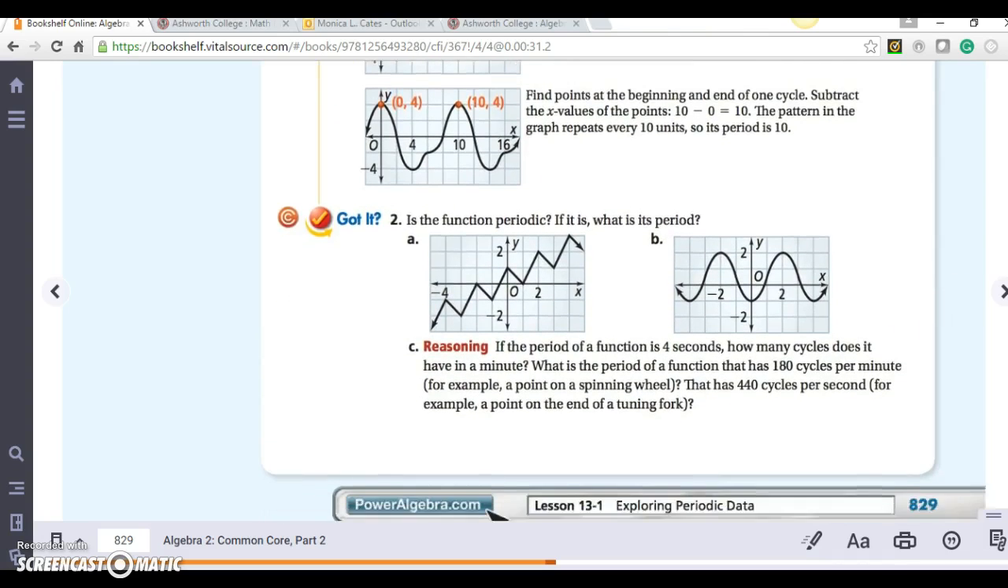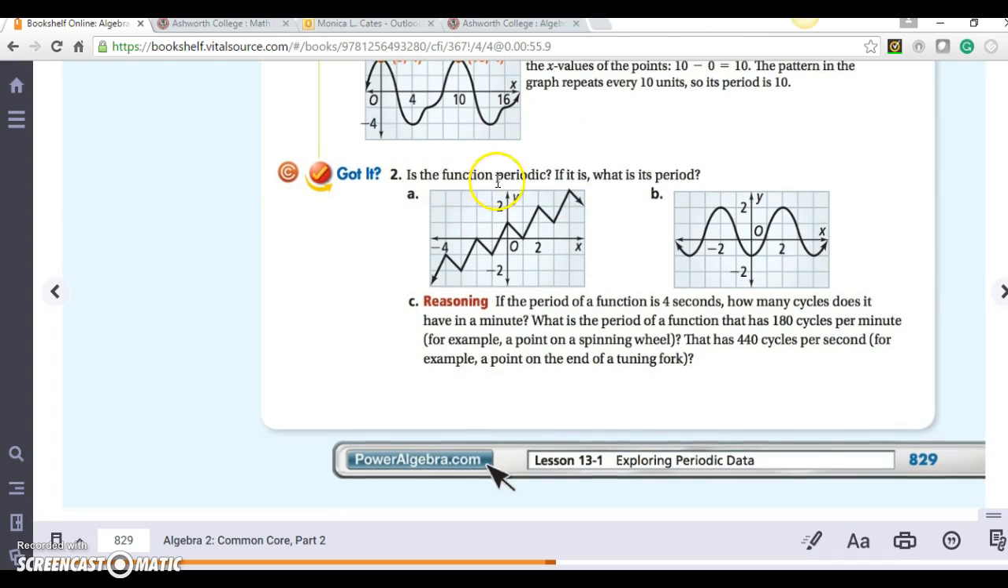Okay, let's take a look at guided number 2. It says, is the function periodic? If it is, what is the period? So again, this one is not periodic, and we can see that it's not periodic because I don't have the same y values that repeat themselves.